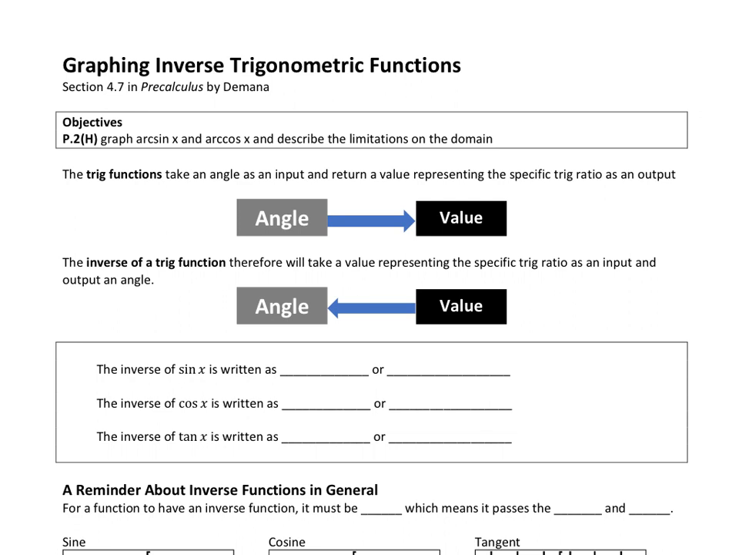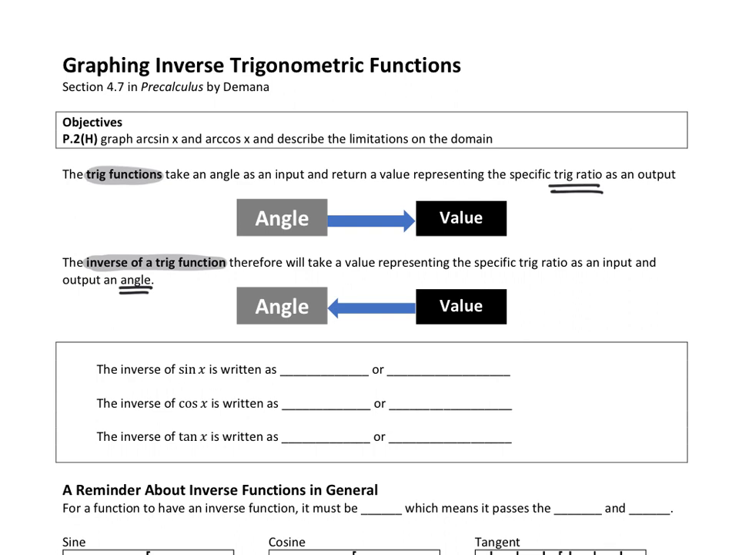If you think about it, trig functions themselves, that's sine, cosine, tangent, take an angle as an input. You plug in an angle, and they give you out a value like 1/2 or square root 3/2, all of those things. So we get out a trig ratio. An inverse trig function is going to work the opposite way. You will input a value, and you will get an output of an angle.